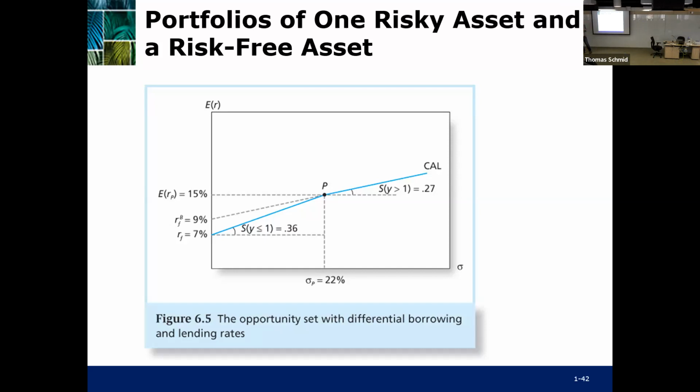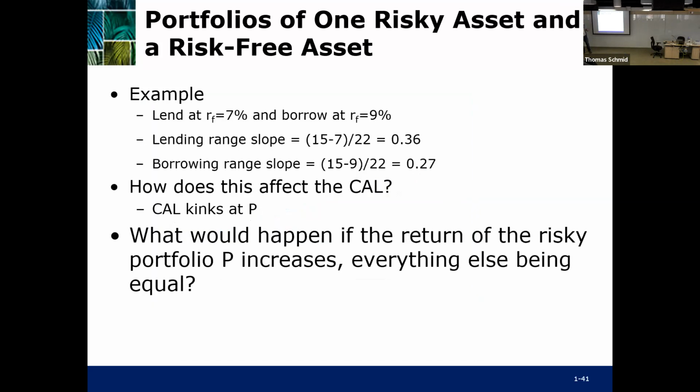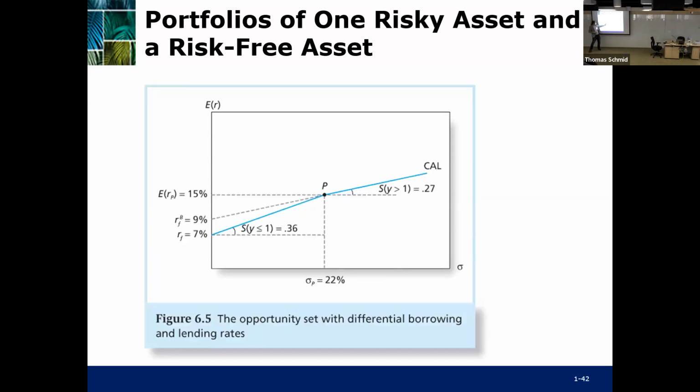right? Suddenly you have to pay 9% for borrowing and 7% for lending. So this area here is somewhat more attractive than this area, simply because lending and borrowing rates change.